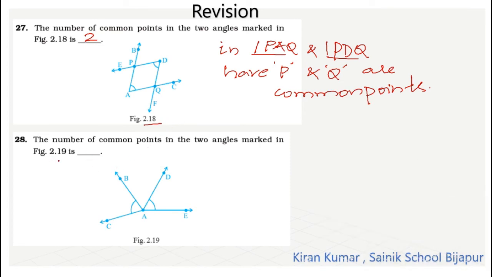Question 28. The number of common points in the two angles marked in the figure 2.19 is, if you look at these two angles here, point A is common for both the angles. So the number of common points is 1, that is A.